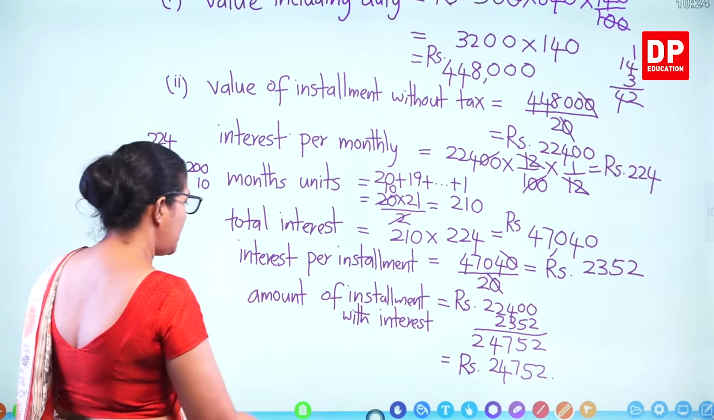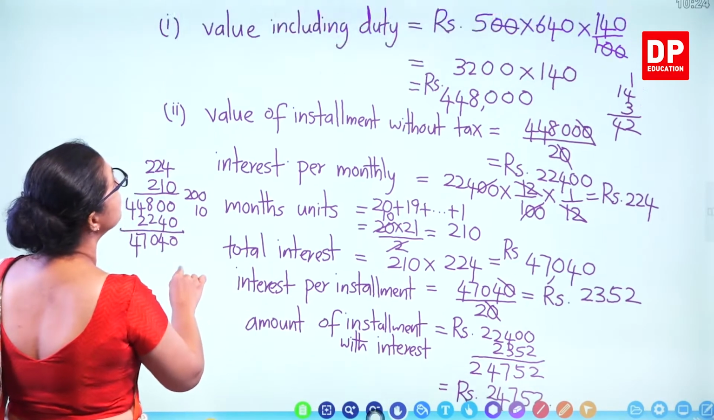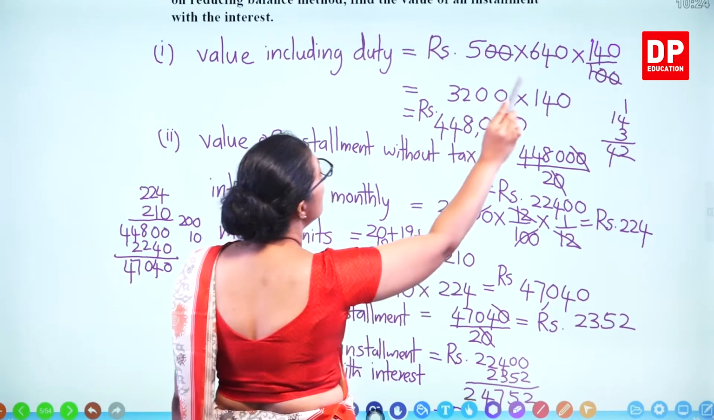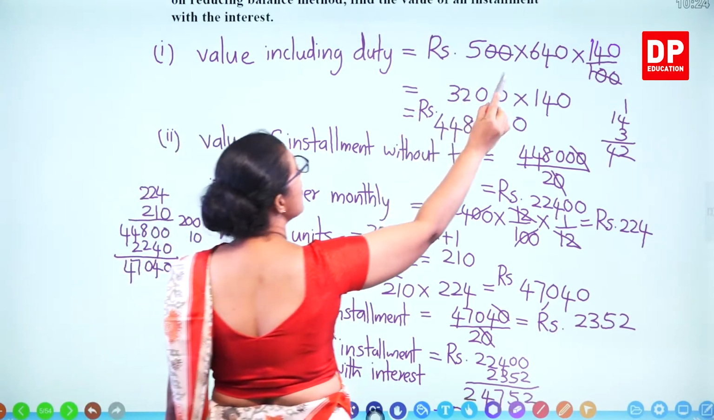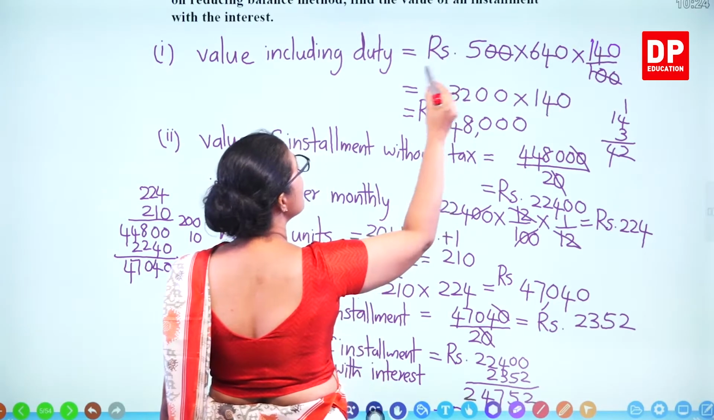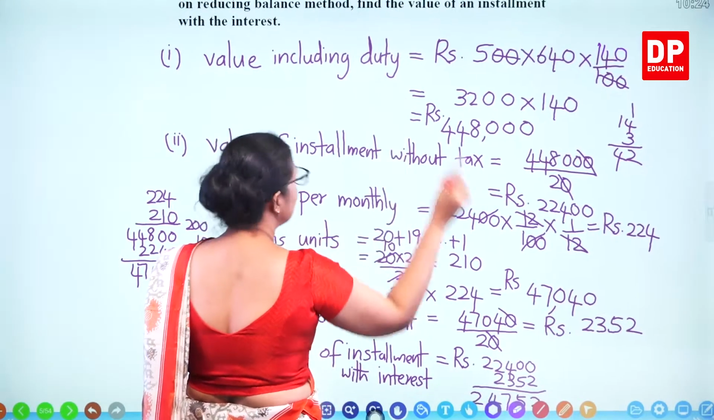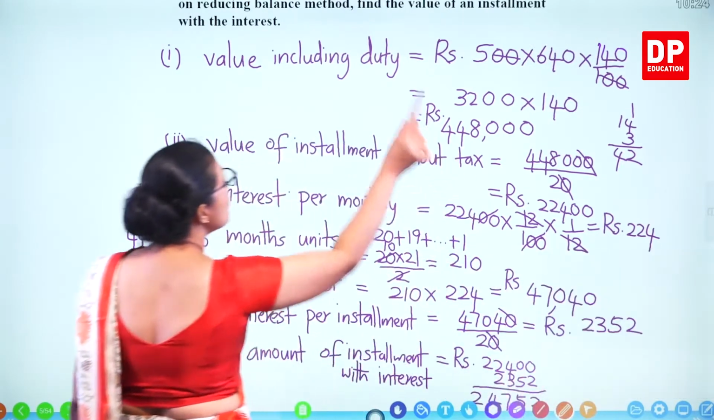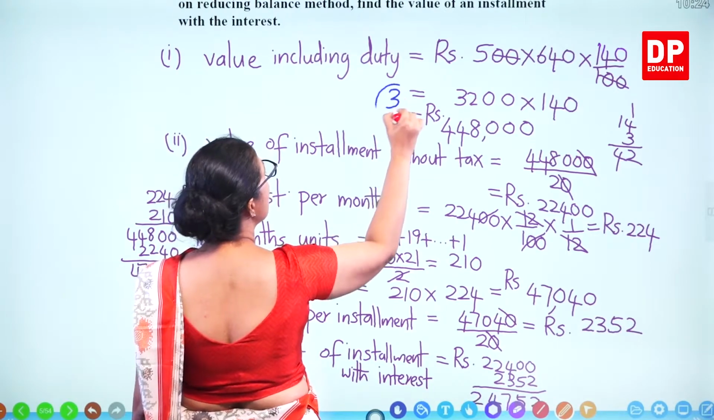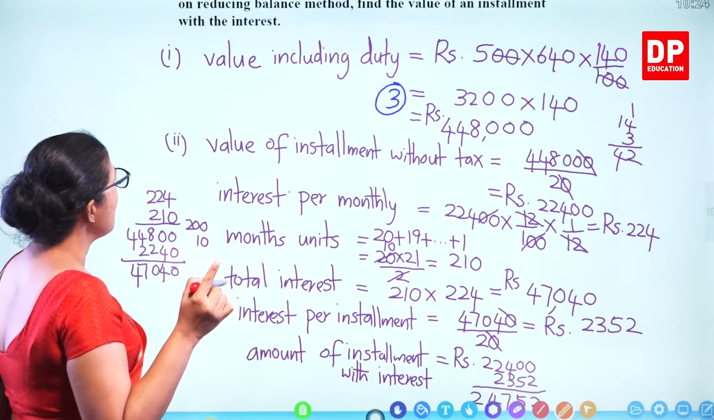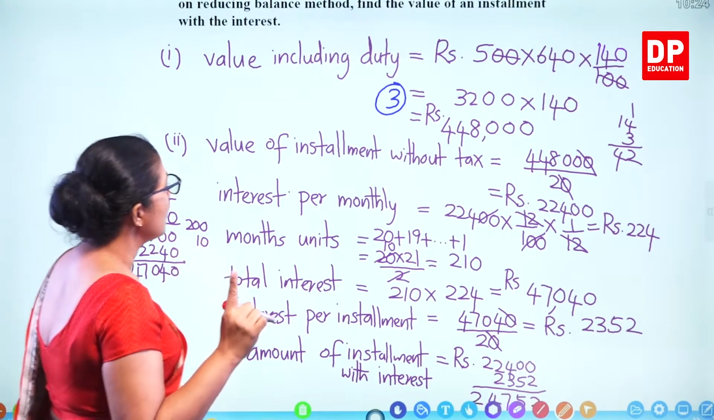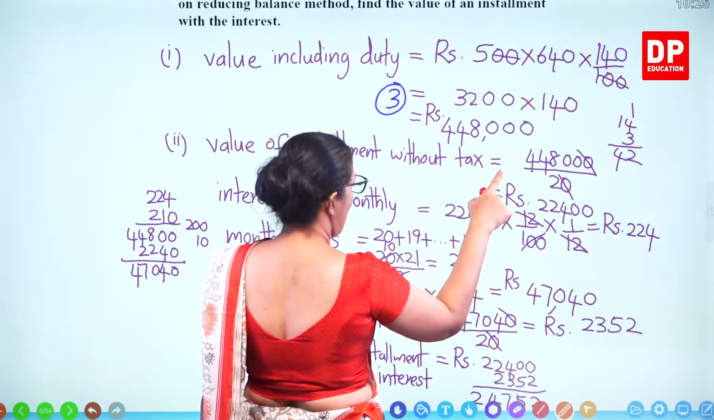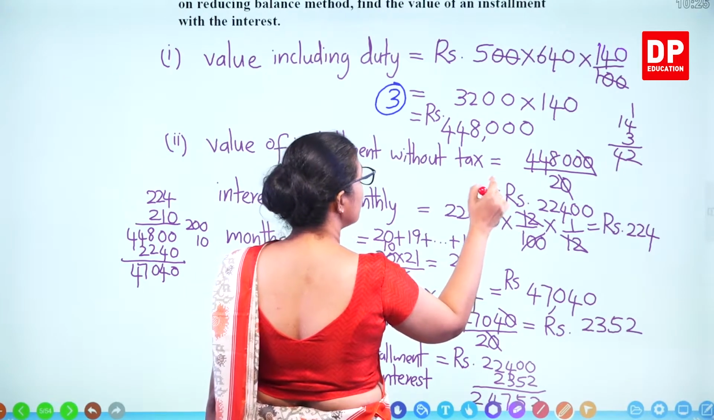We can find first, we can give this one 3 marks because you have to multiply by 140. So 3. So we can give 3 marks for the first part. And the second part, calculating this one, value installment without tax, 1 mark.